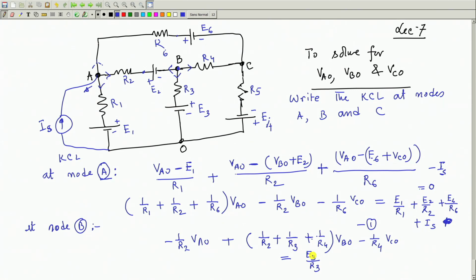There is another battery E 2 connected here to B. So, this E 2 by R 2, but its negative is connected to B. So, minus E 2 by R 2. E 6 by R 6 will not appear at B, because they are not connected to node B. Between B and C there is no source. So, only these two sources, and no current source is coming at B. So, that is all. This is equation 2 here.